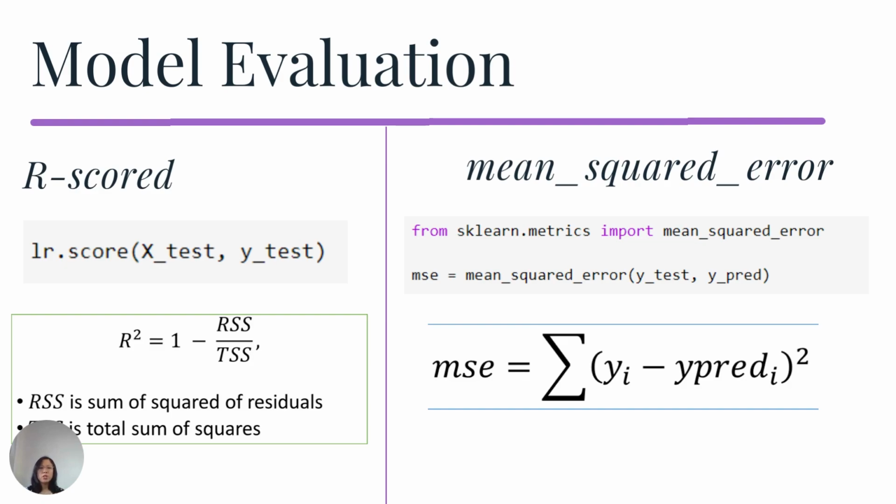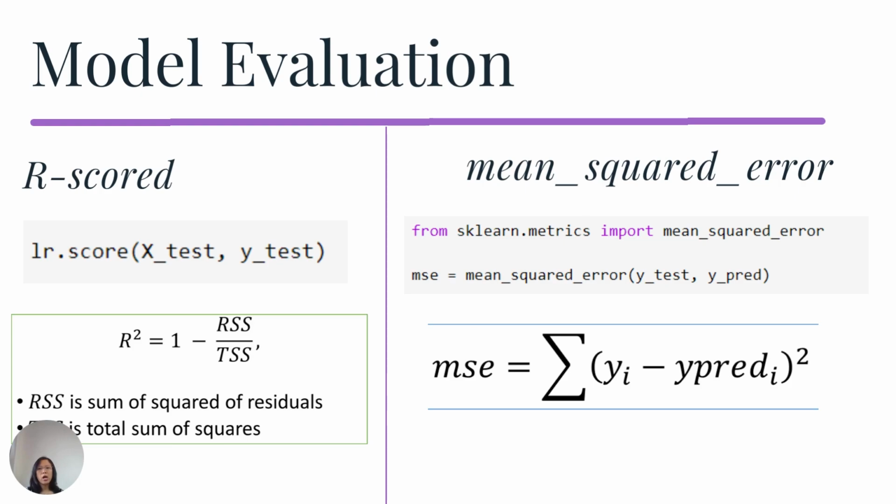Okay. Model evaluation can be performed qualitatively using the data visualization and quantitatively using the performance metrics. In these videos, we focus on quantitative metrics. For the regression models, two common quantitative metrics are R-score and mean square error. R-score is computed using LR.score and pass the testing data, both features and target values. Right. The best R-score will be 1 and 0 indicate the average value of the target will be retained regardless of the input value.